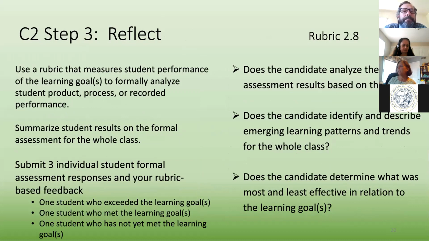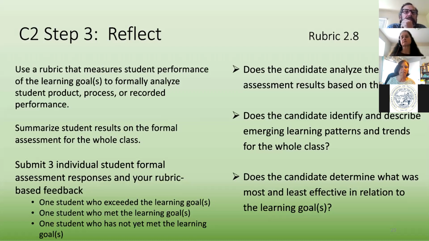All right, and that brings us to the next step in the cycle, which is reflect. And again, there is one rubric that is scored for reflection. The candidate is again to go back and consider what happened in step 1, planning, and step 2, teach and assess. And the rubric measures student performance of the learning goals that they are using.